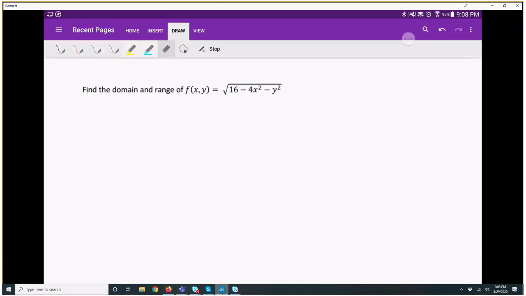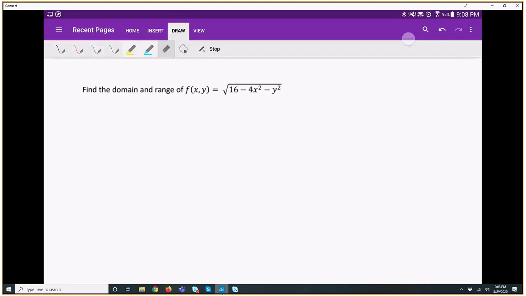In this video, we're going to look at another example of finding the domain and range of a function. And of course, by domain, we mean the set of all possible inputs, and by range, we mean the set of all possible outputs. So the function that we have is f of x and y is equal to the square root of 16 minus 4x squared minus y squared.